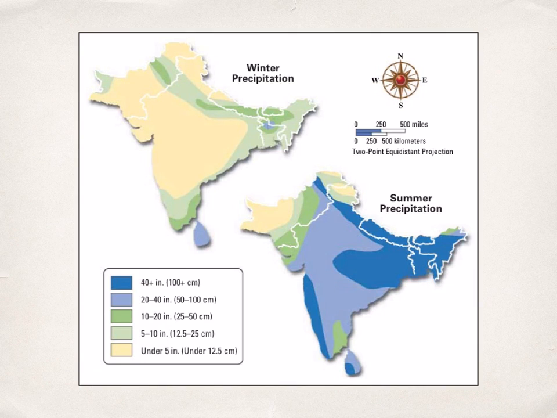Here's a map of the winter monsoon and the summer monsoon. You can see the differences in precipitation if you take a moment and look at the legend and the colors on the map.